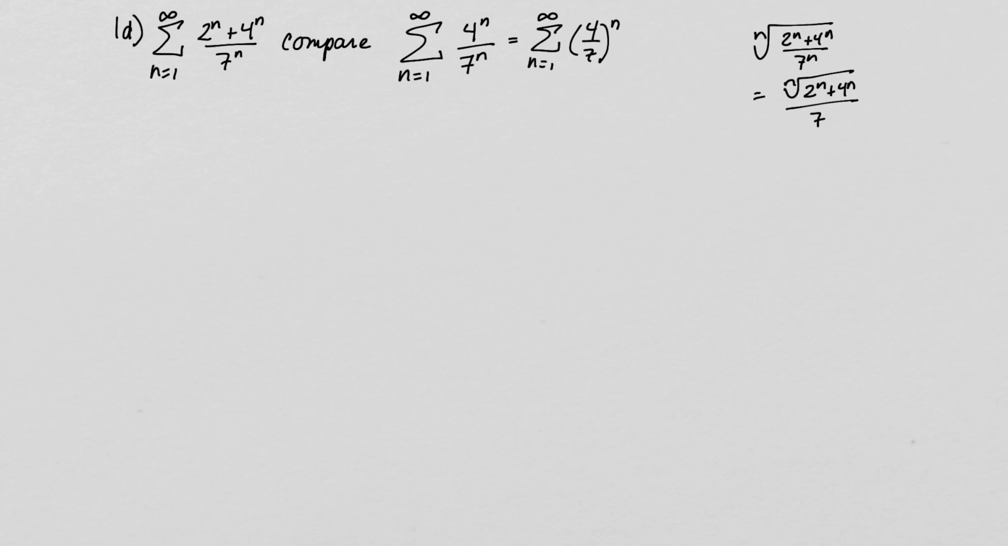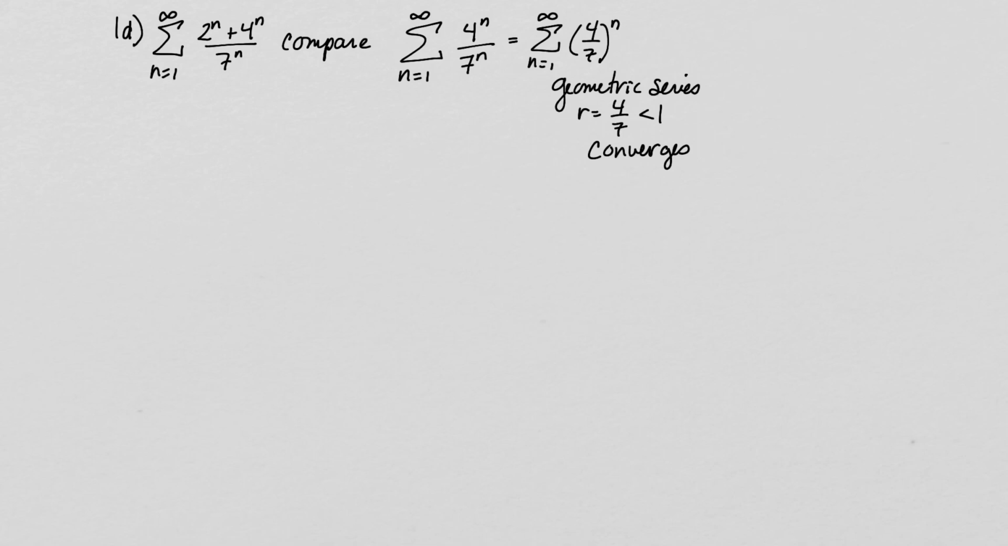You could root test the comparison you just did, but you don't need to. This is just a geometric series, and r is equal to 4/7. 4/7 is less than 1, so we know this converges. So I'm going to erase my root test part here. Okay, so I'm trying to do the comparison test. I pick the biggest thing on the top. I pick the biggest thing on the bottom. I end up with this geometric series that I know converges.